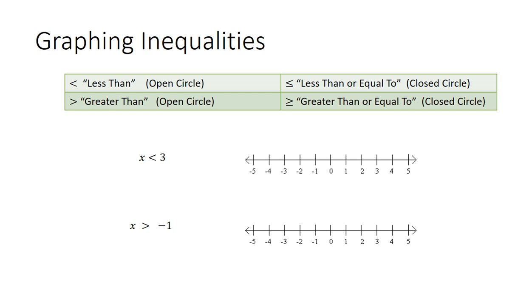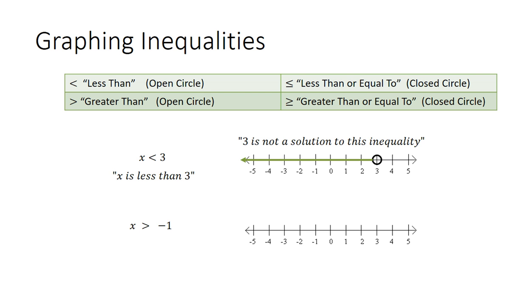So next, let's look at graphing inequalities. If we have less than or greater than, we are going to be having open circles. And if we have less than or equal to or greater than or equal to, we are going to be having closed circles. So let's look at our first example. We have x is less than 3. So that is going to be an open circle at 3, which means that 3 is not a solution to this inequality, and we are going to be shading everything less than 3. So that's how we would represent it on a graph.